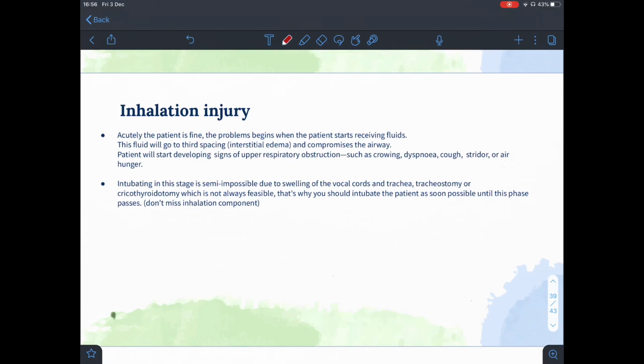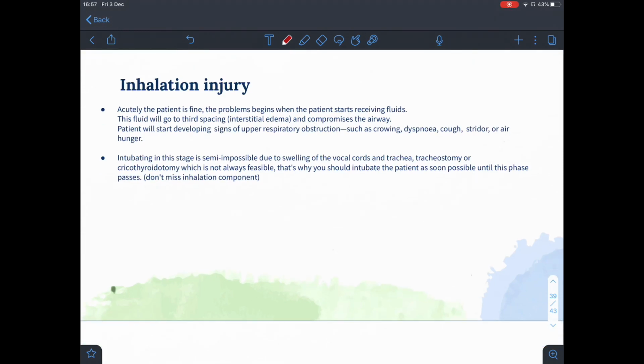So the patient will start developing signs of upper respiratory obstruction, such as crowing, dyspnea, cough, stridor, or air hunger. Intubating at this stage is semi-impossible due to the swelling of the vocal cords and trachea. Tracheostomy or cricothyroidectomy is not always feasible. So, just in case, we intubate right away.